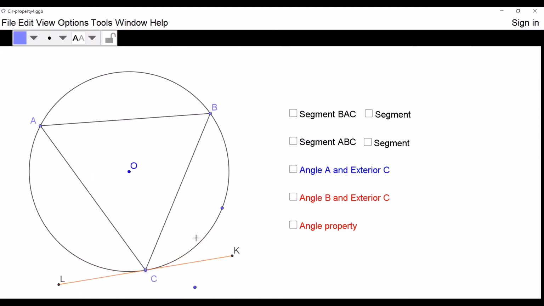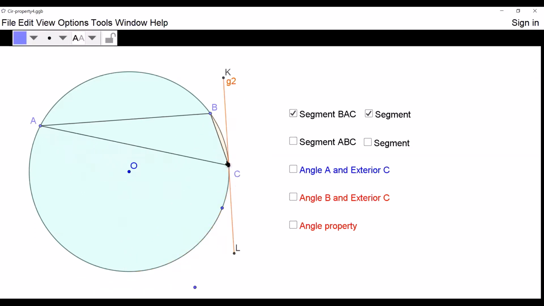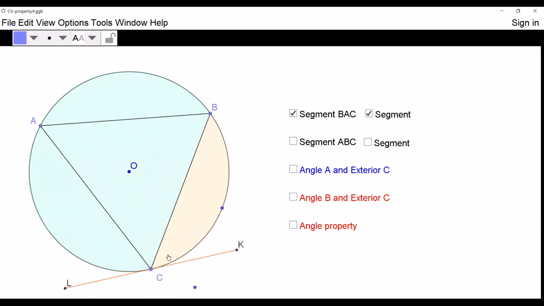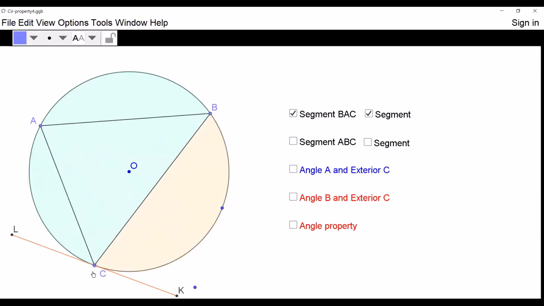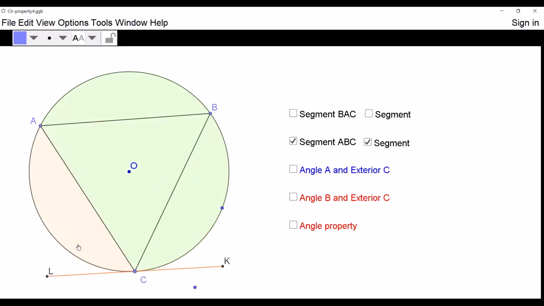Now, this is a segment BCA, this is a segment, and this is the second segment. This one is the minor segment, and this one is the major segment. So we can also consider this segment, this one, and this one. And back to this one.